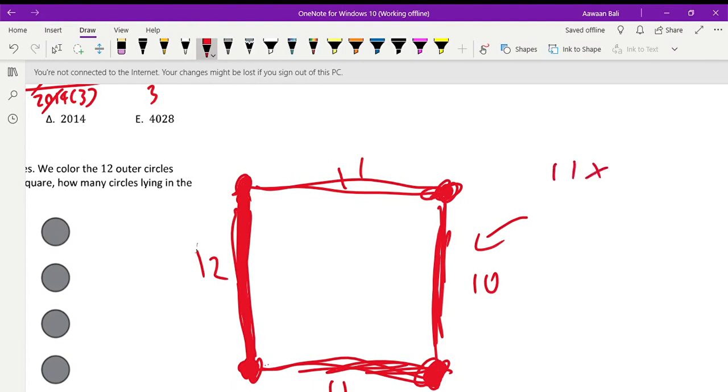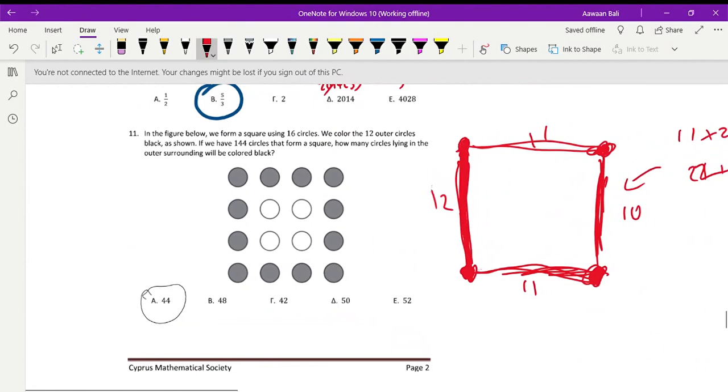11 times 2 is 22, and then since we know 10 plus 12 is obviously 22 also, 22 plus 22 is 44, so therefore the answer is 44, alpha.